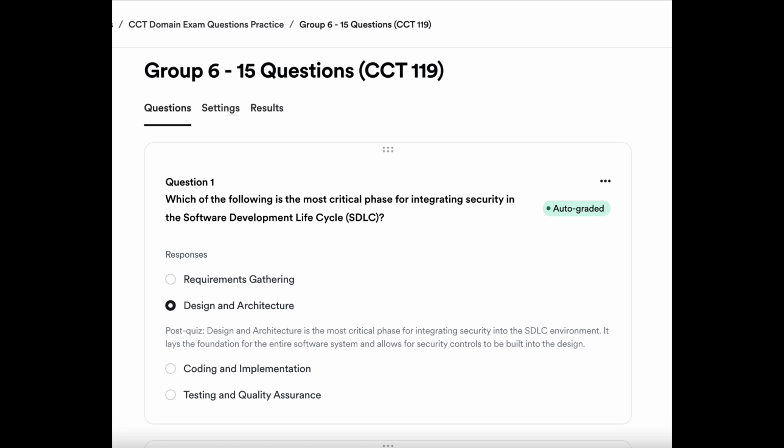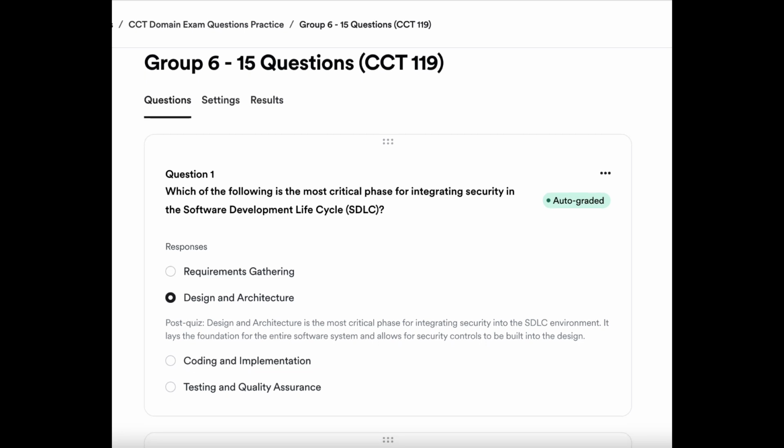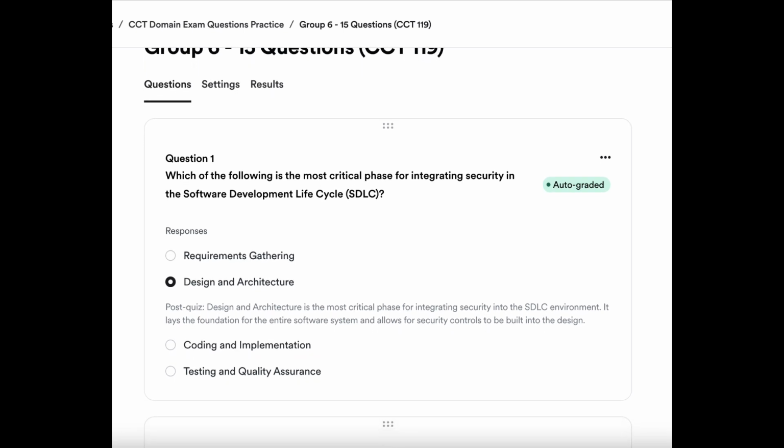Okay, so let's roll into question 1. Which of the following is the most critical phase for integrating security in the software development lifecycle? That's the SDLC. Again, which of the following is the most critical phase for integrating security in the software development lifecycle? A, requirements gathering. B, design and architecture. C, coding and implementation. Or D, testing and quality assurance. Again, which of the following is the most critical phase for integrating security in the software development lifecycle?